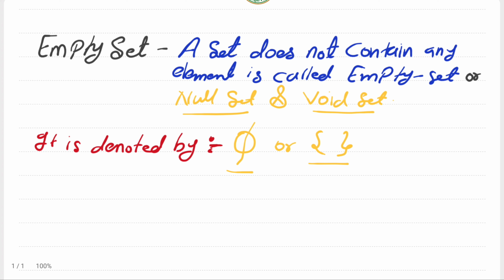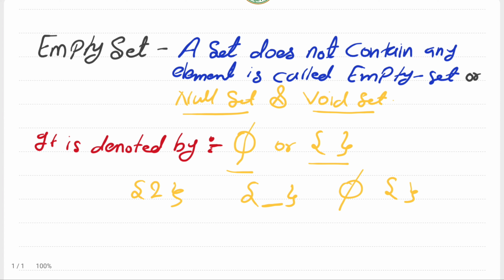Let me explain. Suppose I tell you an empty set is one type of set. In that set it doesn't contain any element, or any number, or any alphabet. Let's suppose this is a 2. This is not an empty set. Why? Because it contains the element 2. But if it is blank like that, then it is an empty set. So for understanding purposes it is clear, and we can denote the empty set like this also. It is also a symbol of the empty set, or we can represent it like this.